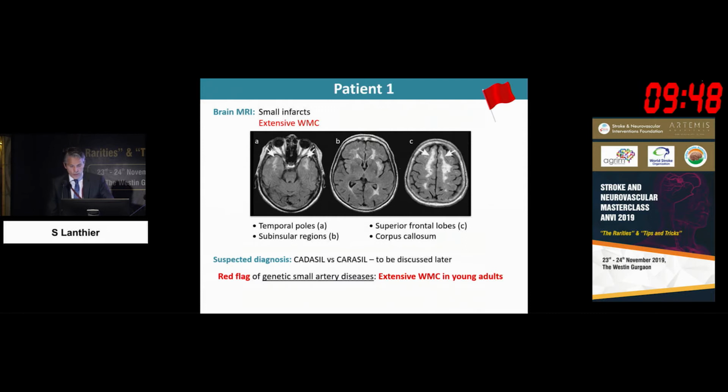So the red flags of genetic small artery disease, like in this case, are extensive white matter changes in young adults. This is also true for other diseases associated with mutations in COL4A1 and A2, FOXC1 and TREX1.